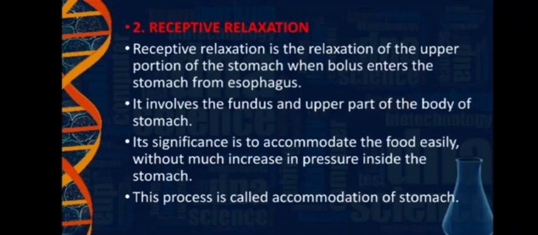Next is receptive relaxation. It's a relaxation of the upper portion of the stomach when the bolus enters the stomach from the esophagus. It involves the fundus and upper part of the body of the stomach. Its significance is to accommodate the food easily without much increase in pressure inside the stomach. This process is known as accommodation of the stomach. It causes an increase in volume of the stomach. It is caused by the vagovagal reflex originating in the pharynx and esophagus.